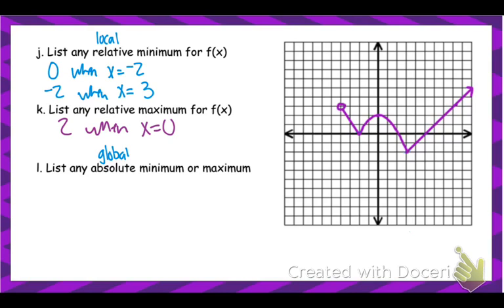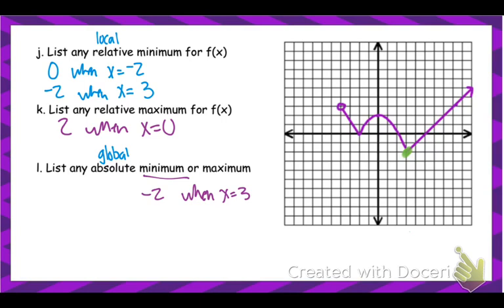All right, so then finally looking at absolute or global mins or maxes. So in this case, this graph does have an absolute or global min. That point right there is the lowest point on the entire graph. So this graph does have an absolute minimum. The value of that minimum is -2. It happens when x equals 3.